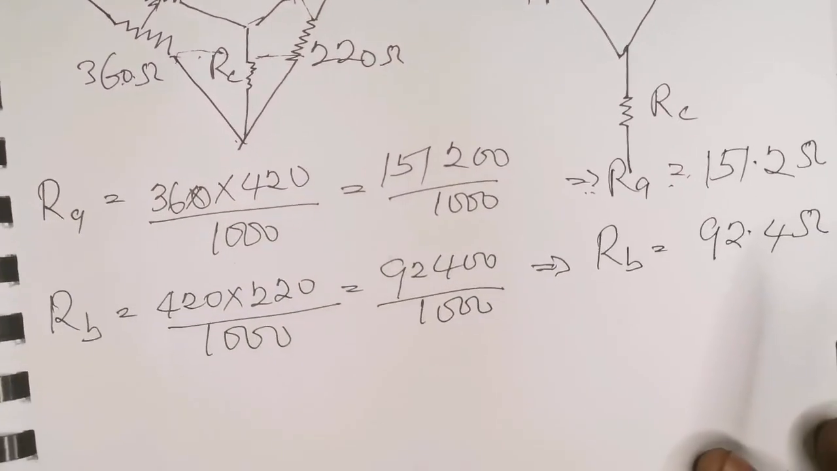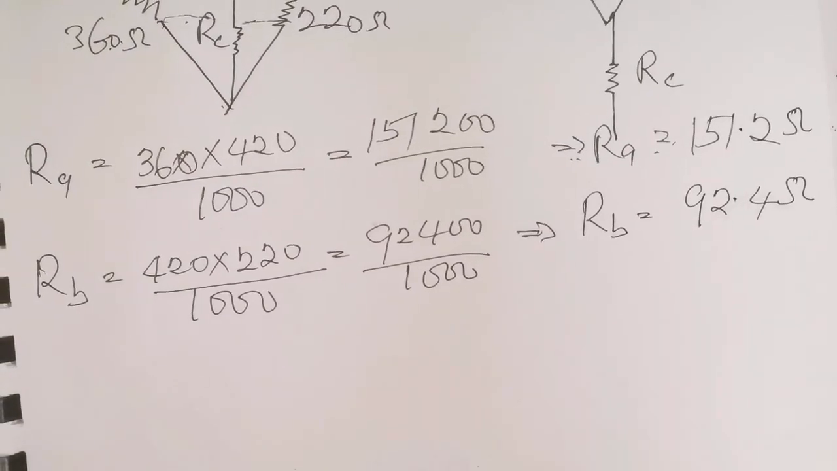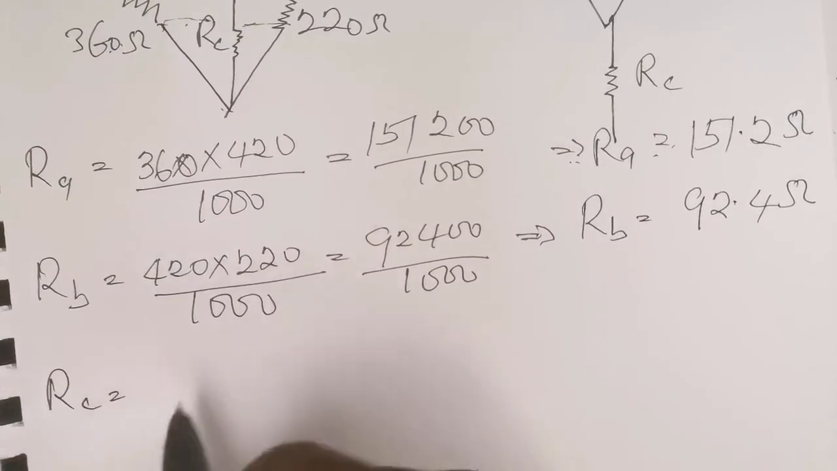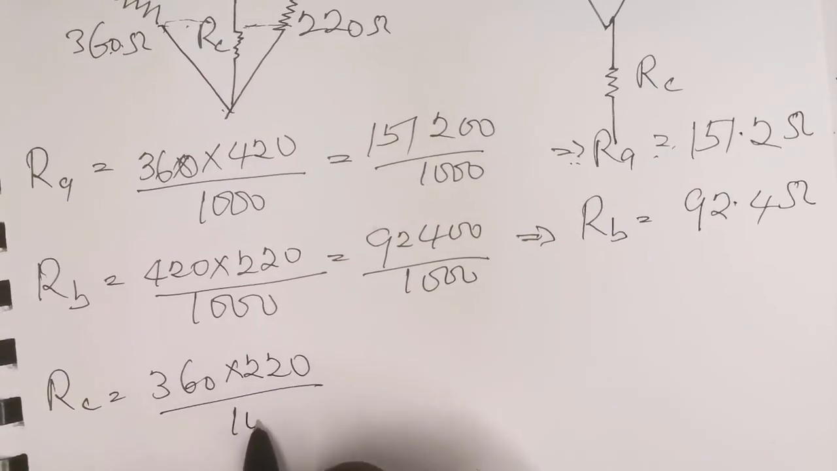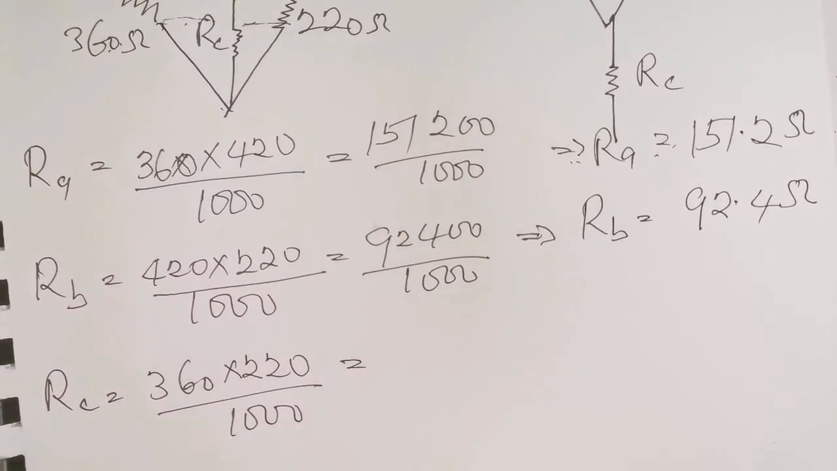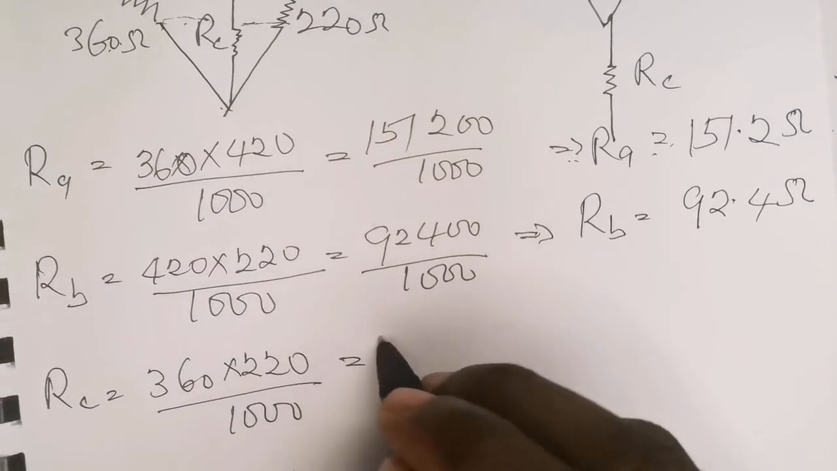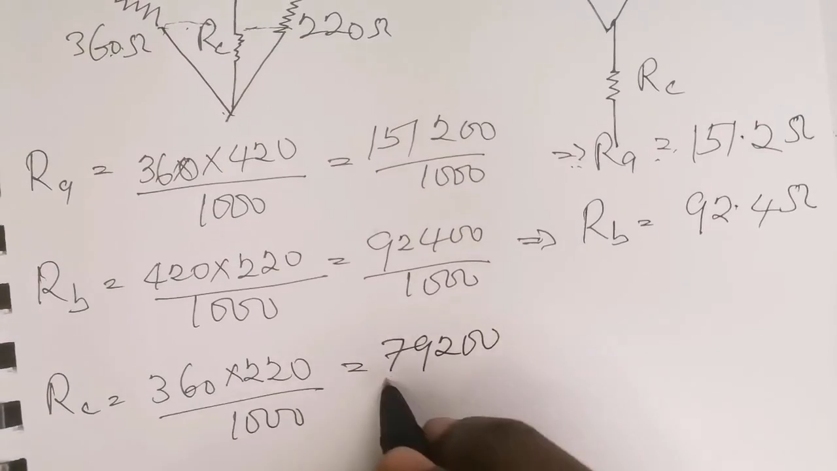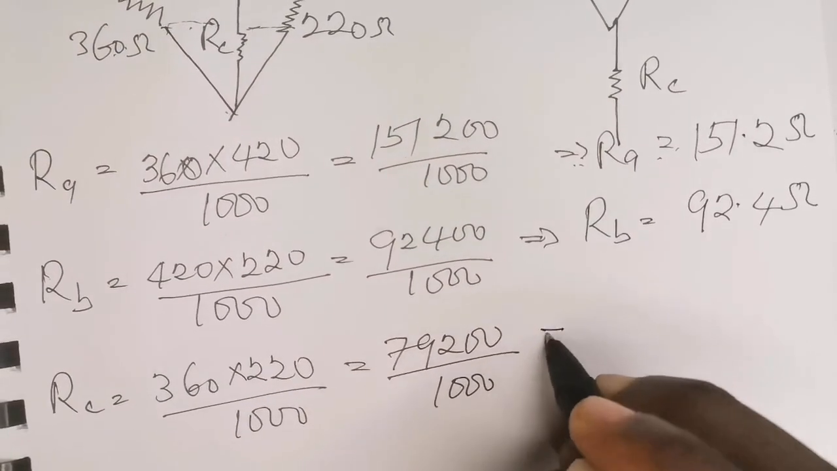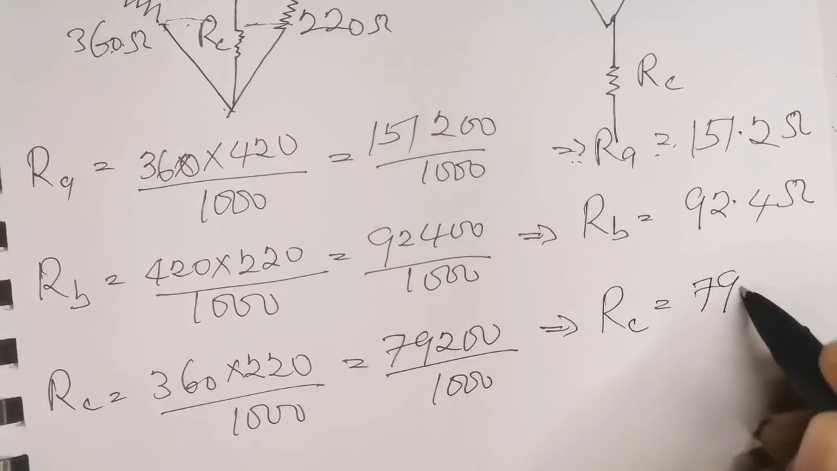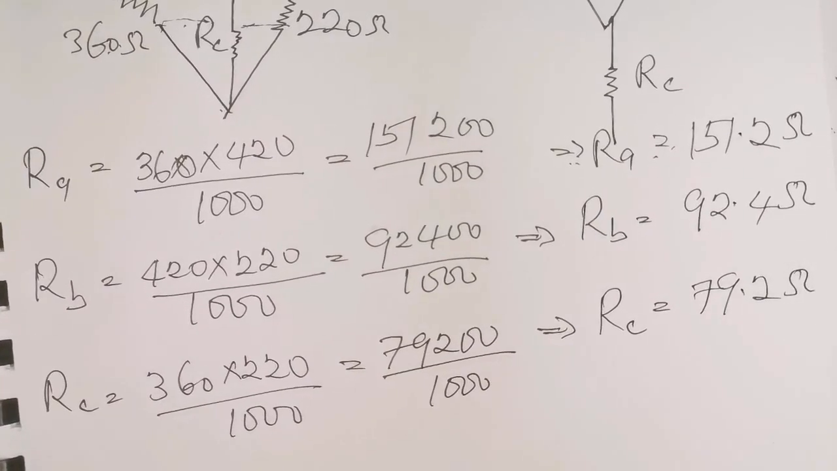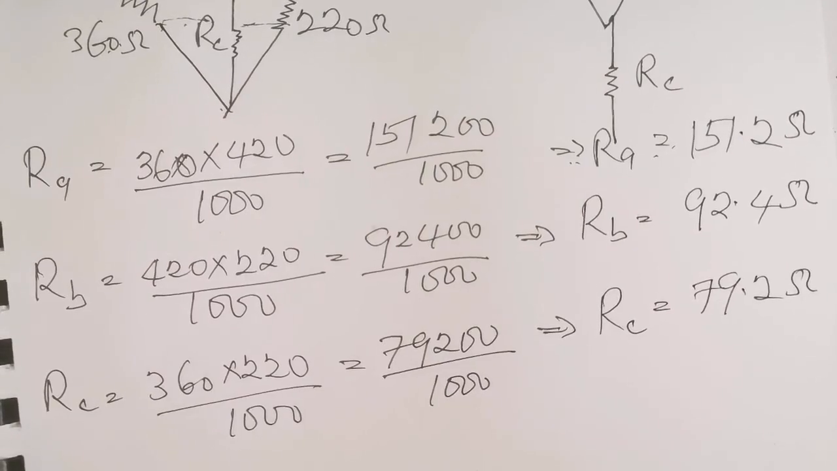So RC equals 360 by 220 all over 1000, and this is equal to, let's obtain 360 by 220. That gives us 79,200 divided by 1000. So this simply implies RC is equal to 79.2 ohms. Alright, so we have found the values of our star network.